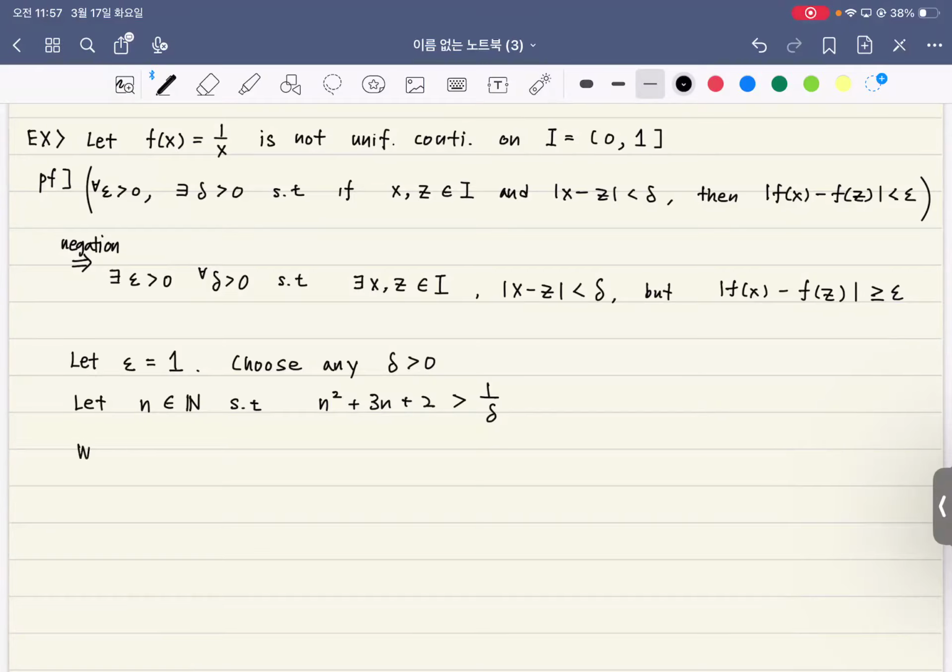And now we let x be 1 over n plus 1 and z, sorry, not y, I should be saying z. z is 1 over n plus 2. Then both of these numbers belong to the interval I.